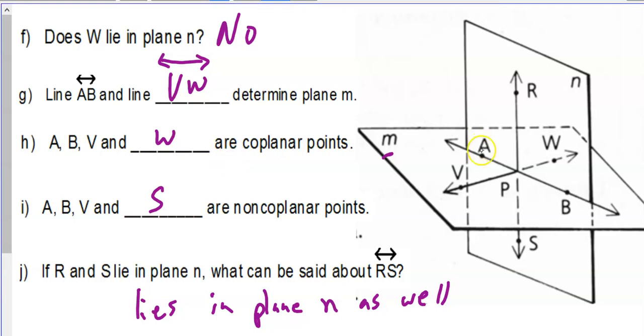I, so now we have A, B, V, and S are non-coplanar. So again, S is one option. You could have also done R there as well. And then J, if R and S lie in plane N, what can be said about line RS? That it also lies in plane N. Okay, and let's go to our next example here.